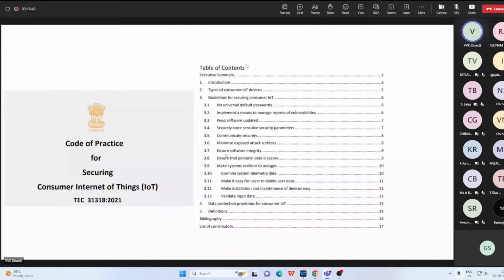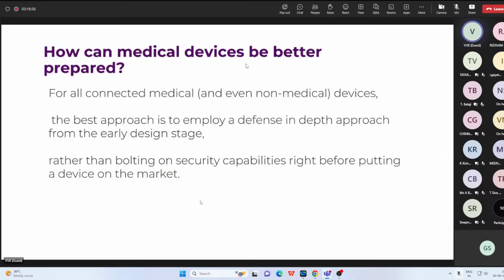There is a lot of opportunity for us, the academicians and the researchers, to look into this space, consumer electronics. The best approach is to employ defense in depth at the design stage itself. It's not that after building and manufacturing you add the security capability. While designing the whole system itself, you have to consider security.